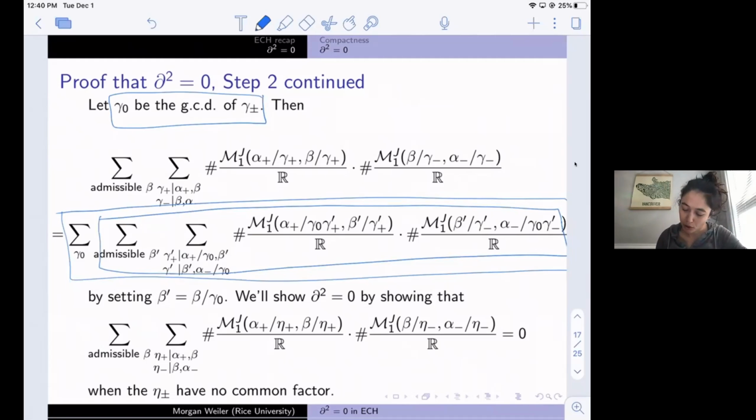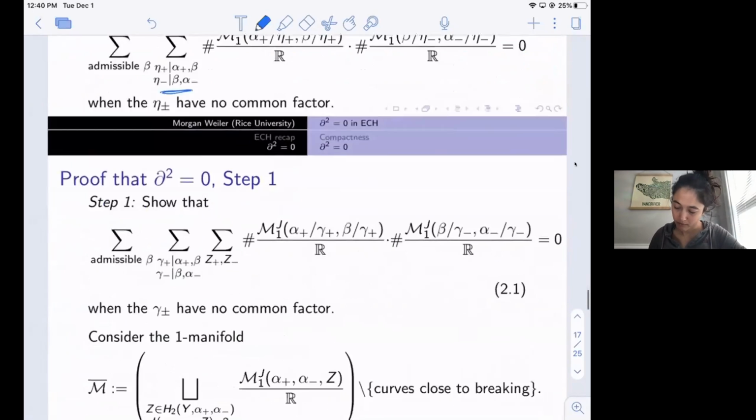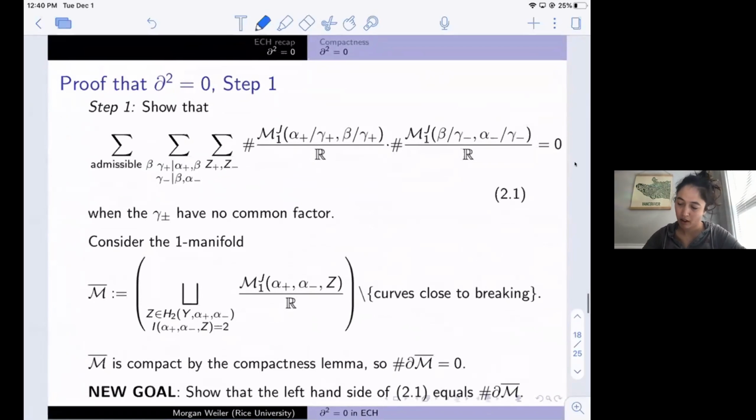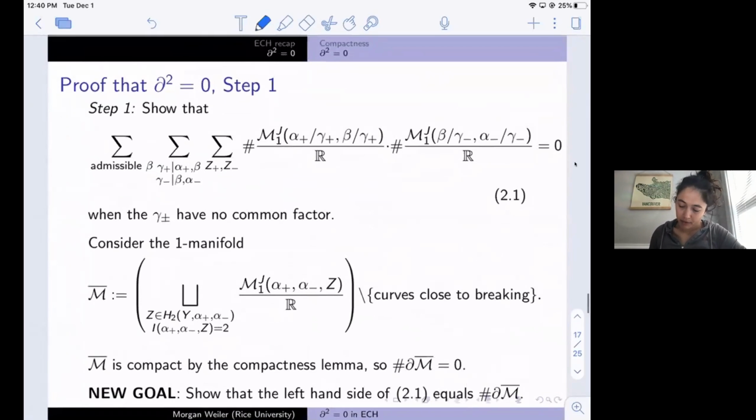Because if I can assume that my elliptic orbit sets have no common factor, then I can assume I'm using ECH gluing pairs, and my life is a lot easier. So that's step 2. So step 1 is then showing this equation when the etas have no common factor. Okay, so step 1. Okay, so I just repeated myself from the previous slide.